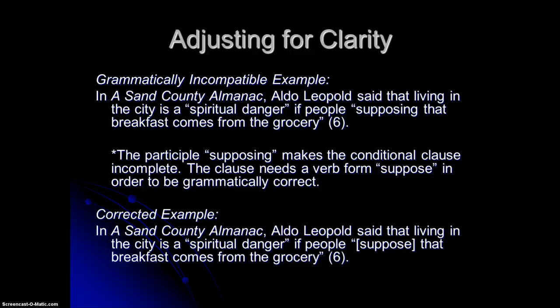For a grammatically incompatible example, you want to think about in the Sand County Almanac, Leopold said that living in the city is a spiritual danger if people supposing that breakfast comes from the grocery. Now, obviously, supposing is not the appropriate verb here. It makes the conditional clause incomplete. So we need to use the active verb suppose. So the corrected example would be, in a Sand County Almanac, Aldo Leopold said that living in the city is a spiritual danger if people [suppose] that breakfast comes from the grocery.